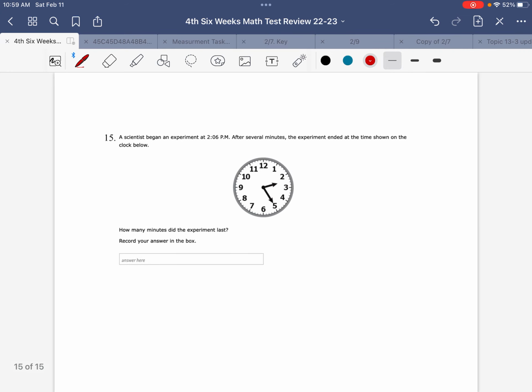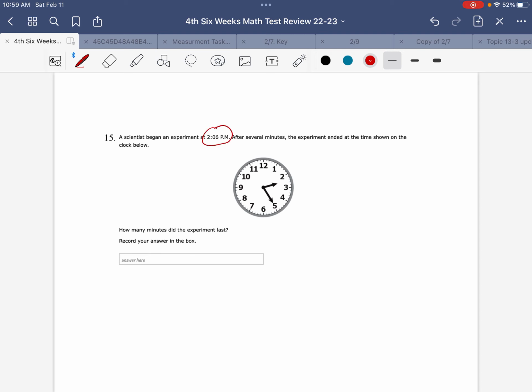The next last one, it says, a scientist began an experiment at 2:06 p.m. After several minutes, the experiment ended at the time shown on the clock below. How many minutes did the experiment last? So I'm going to do my cubes again. I have 2:06 p.m. And I'm going to underline my question. How many minutes did the experiment last? I'm going to box in my keywords. So how many minutes? The scientist began at 2:06. And then it says the experiment ended at the time shown. So my ending is here.